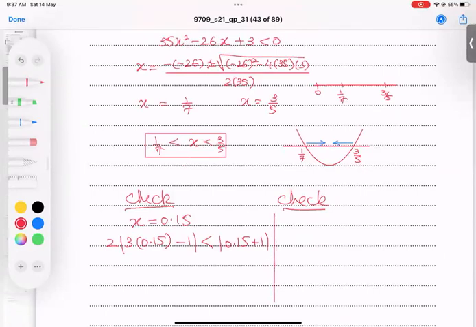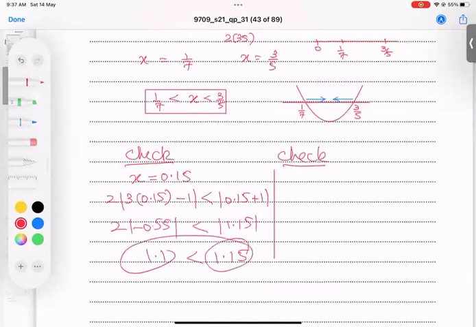And if you check this one, let me recheck. 3 times 0.15 minus 1, inside I get negative 0.55. And here I get 1.15. And the modulus will eliminate the minus sign, and after multiplying with the 2, I will get 1.1. Where is this? A 1.15, and this value is naturally bigger than that, so true. So it means this answer is 100% correct.